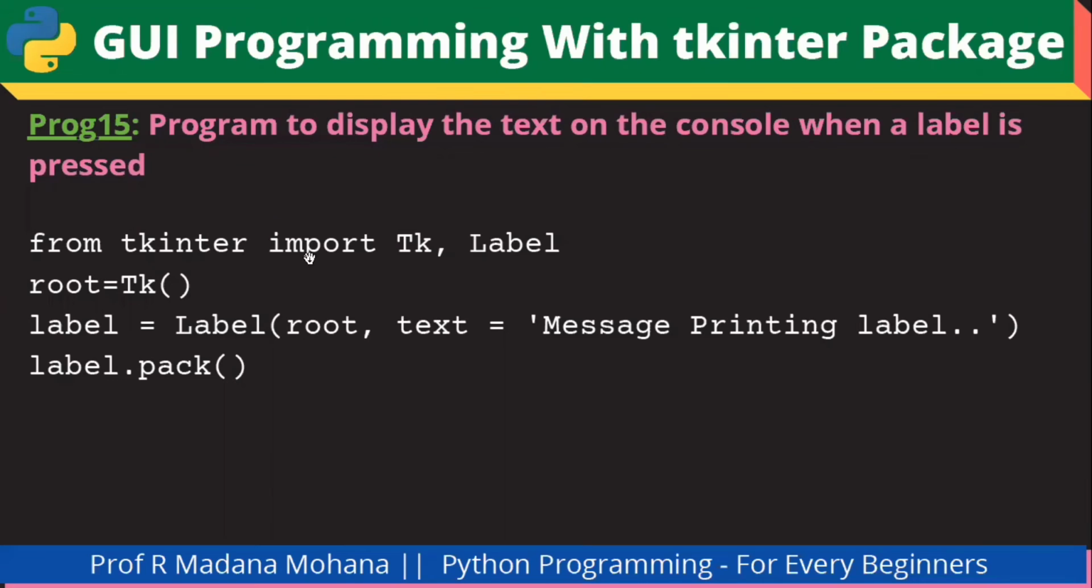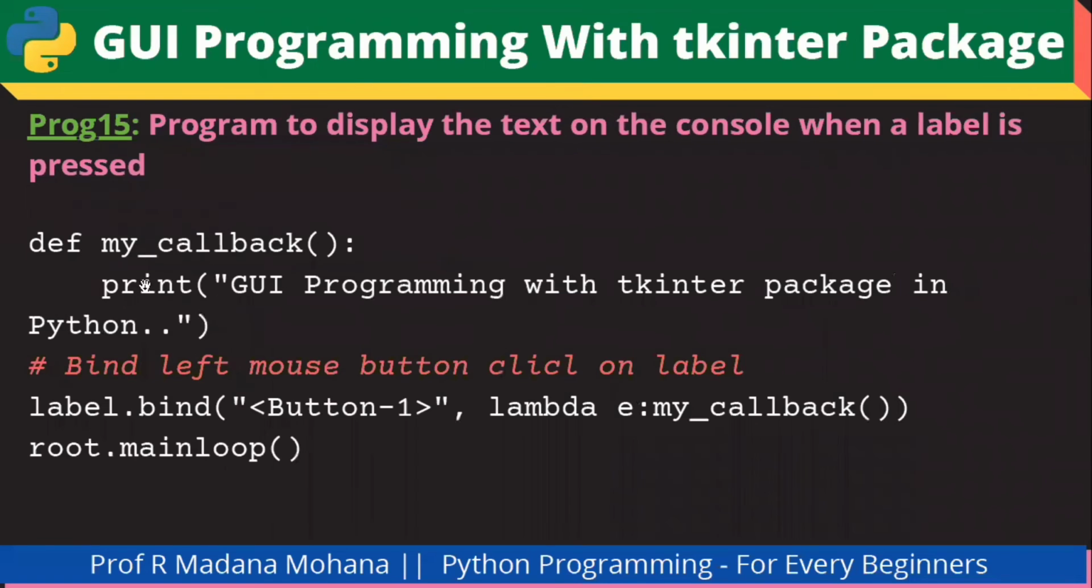Now import tkinter, import tk, comma, Label. root equal to tk, label1 equal to Label of root, comma, text equal to "message printing label". This is the button name actually. Then you can pack it, label.pack. Now what is the text you want to display? Again, you can give that in our program itself. Here, using def, one method, for example my_callback.